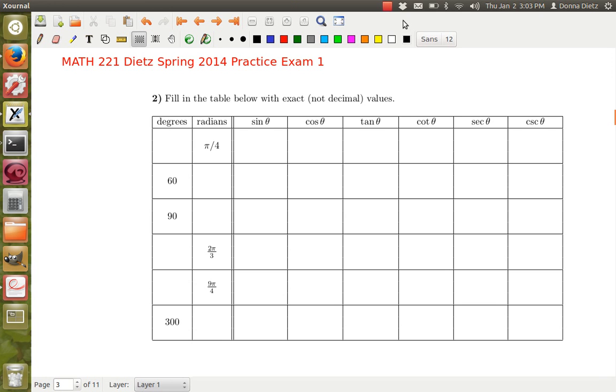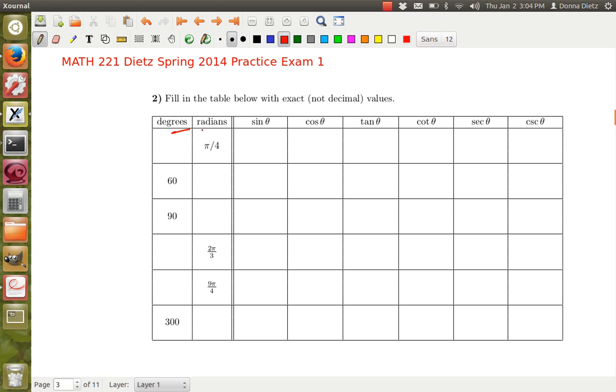So this says fill in the table below with exact, not decimal, values. And what that really means is don't use your calculator for this problem, but you're certainly welcome to use your calculator to sanity check the problem, but I want to see the actual fractions. And also, because you're supposed to be showing all work, it's not enough to do them on the calculator and then kind of reverse engineer. That's exactly what it means. It reads, fill in the table below with exact values.